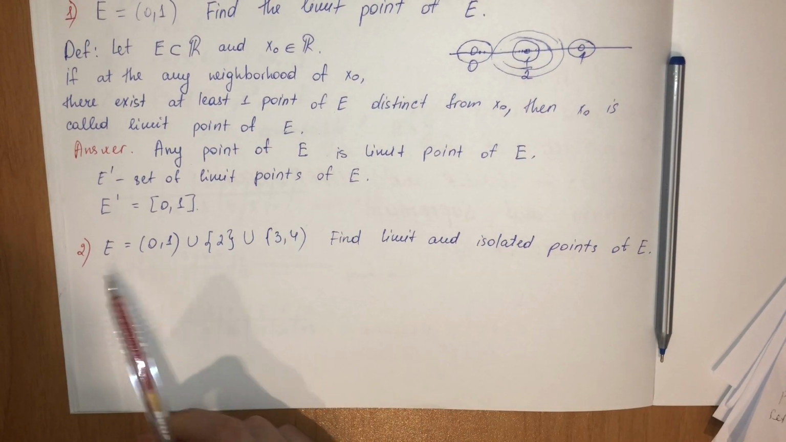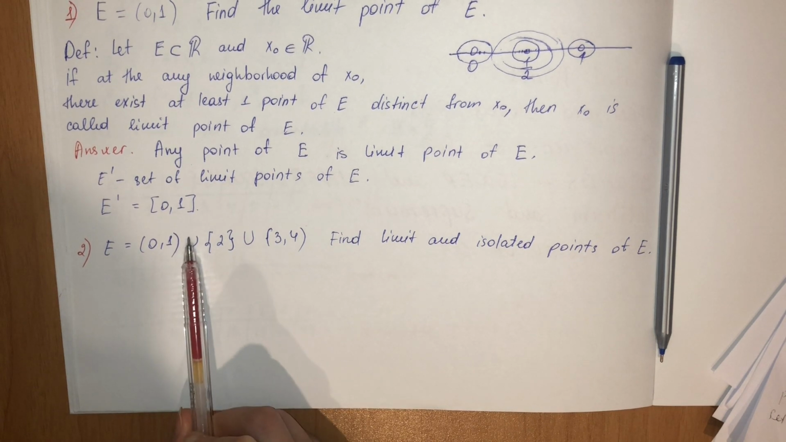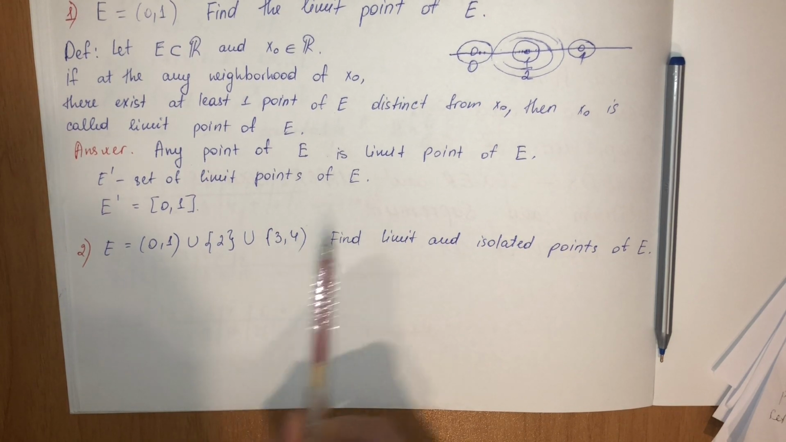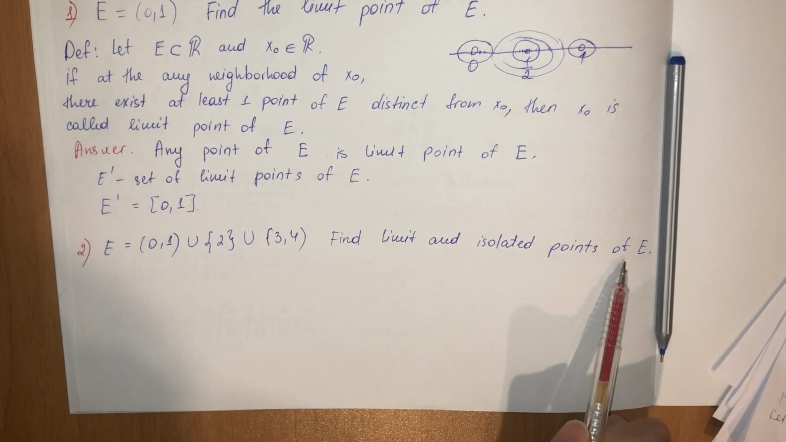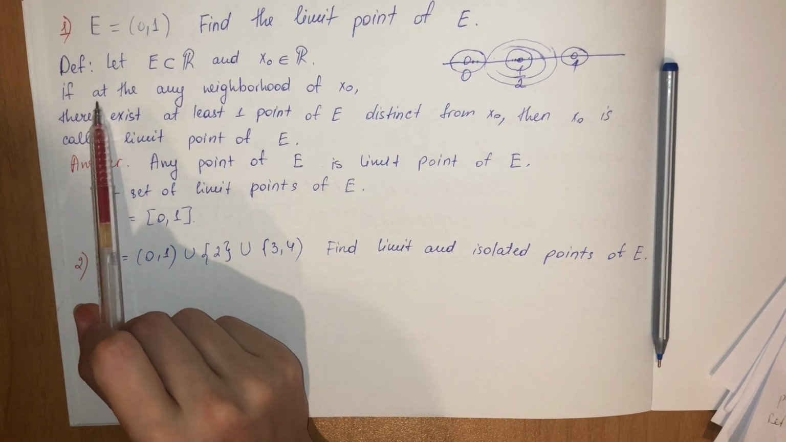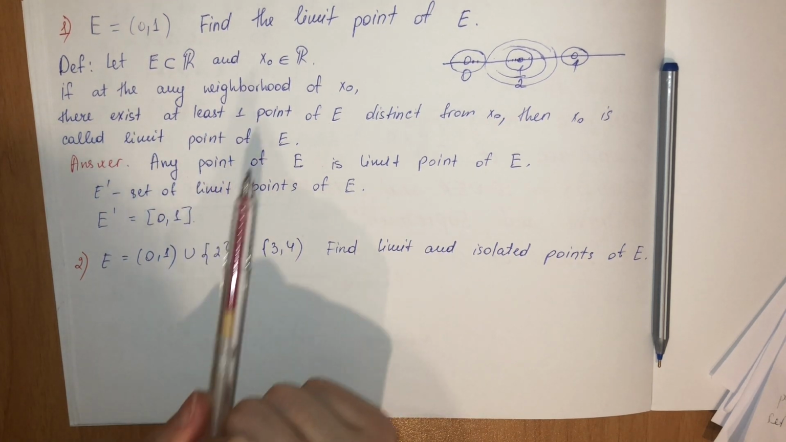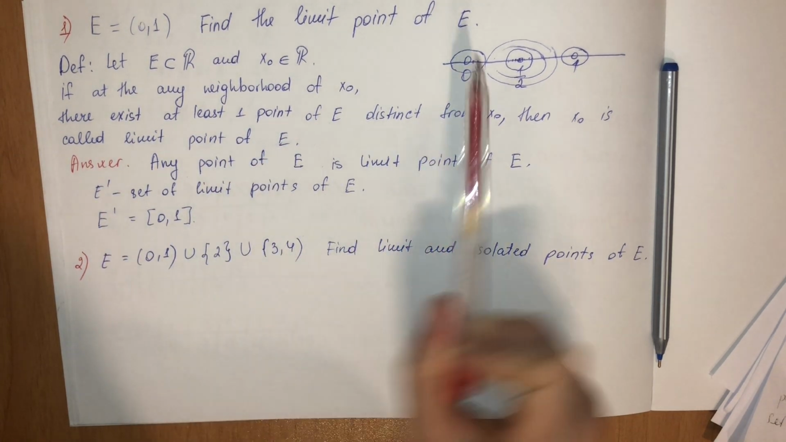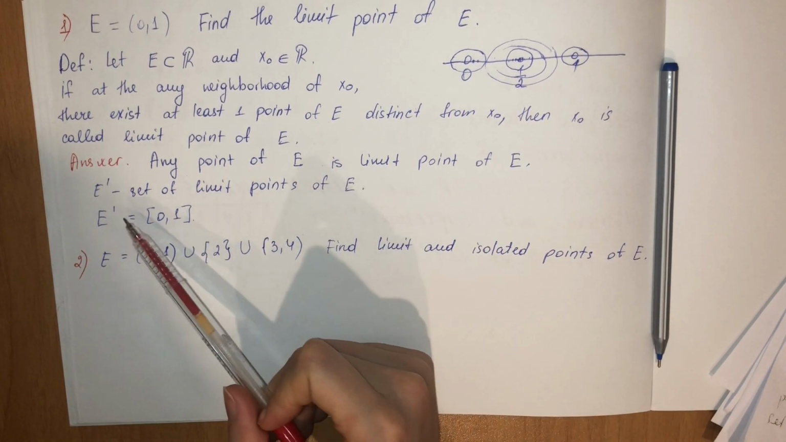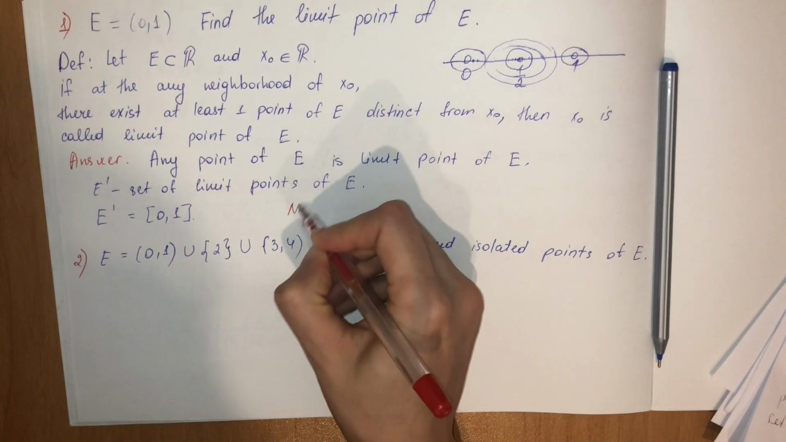Our next question. E is the set (0, 1) union {2} union the open set (3, 4). Find the limit and isolated points of E. We gave the definition of limit points in our previous example, and we found out that all the elements of that set are limit points, but there are no isolated points there.